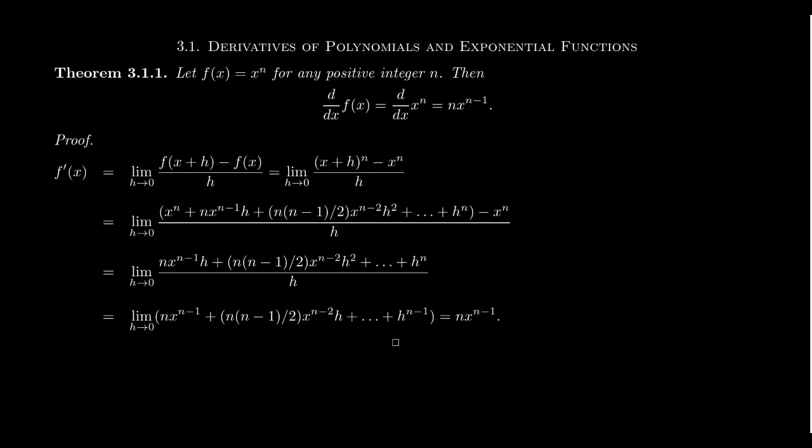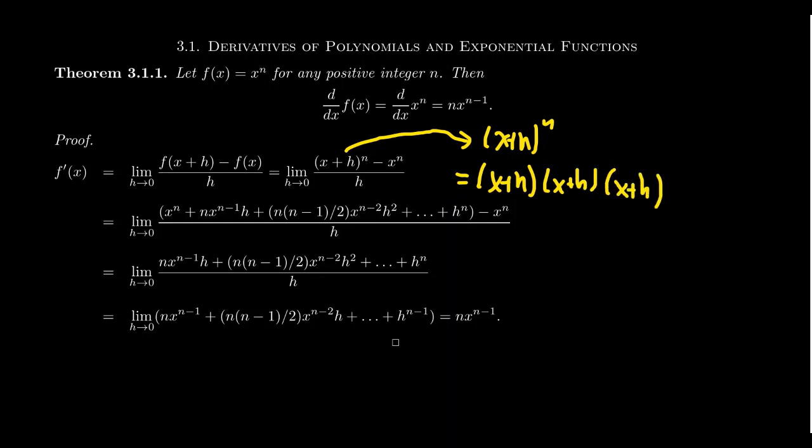Now, in this context, since f of x is equal to x to the n, that means f of x plus h is going to become x plus h to the nth power, and likewise f of x becomes x to the n. So what we have to do to proceed forward is deal with this x plus h to the nth power, which, because it's a positive power, will look like x plus h times x plus h times x plus h, all the way down until we get an x plus h. And there's going to be n of these total inside the product.